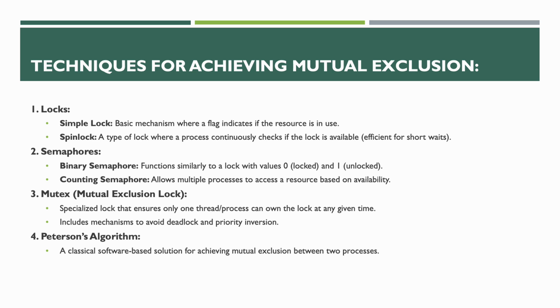A spin lock is a type of lock where a process continuously checks if the lock is available. It is efficient for short waits, but can be CPU intensive if the lock remains unavailable for long. It is commonly used in multi-core systems where context switching is expensive.